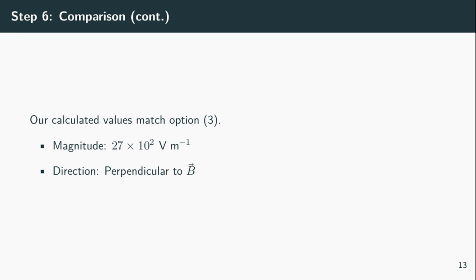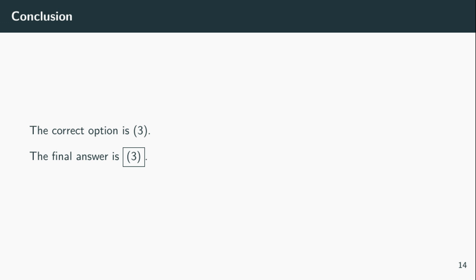The magnitude we found is 27 times 10 to the power of 2 volts per meter, and the direction we found is perpendicular to vector B. In conclusion, the correct option that describes the required electric field is option 3. The final answer is option 3.